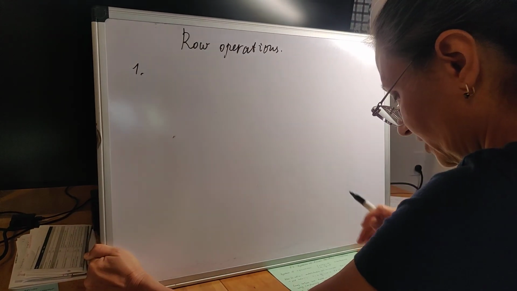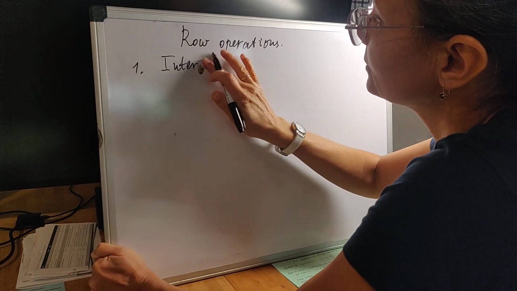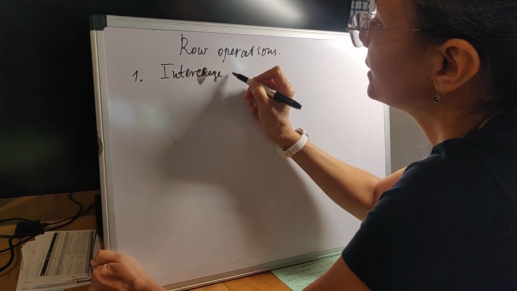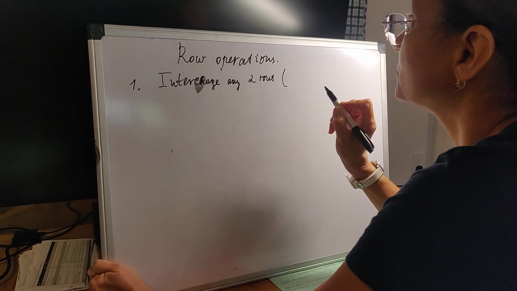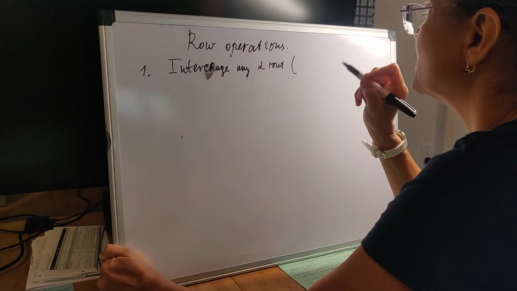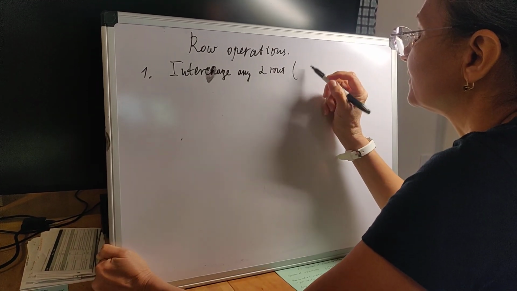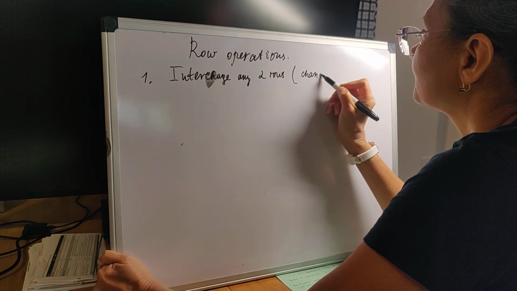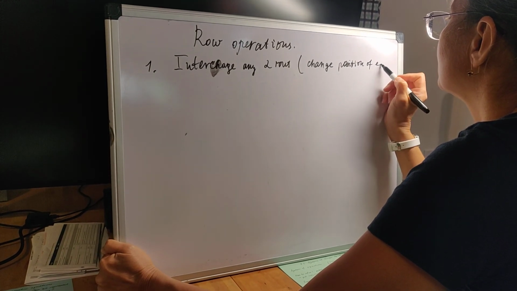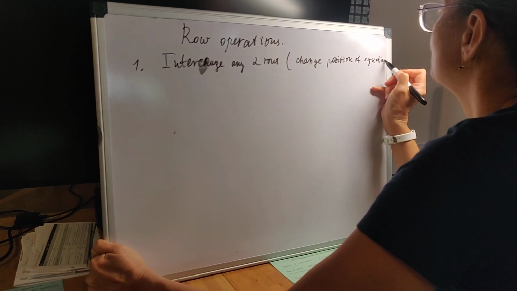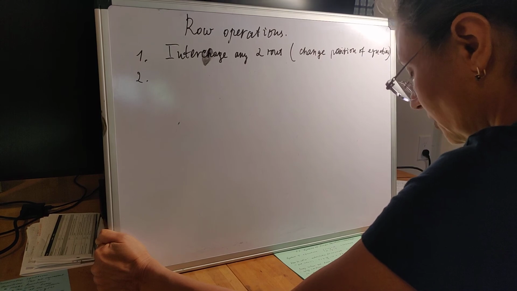Number one, we can interchange any two rows. Well, if you are working with a system of equations, that means that you take equation number 1 and put it as equation number 2 and equation number 2 as equation number 1. Everyone knows that it's not going to change anything, right? It just changes the position of equations. I'm going to put a comparison so you understand why the rules are coming from there.